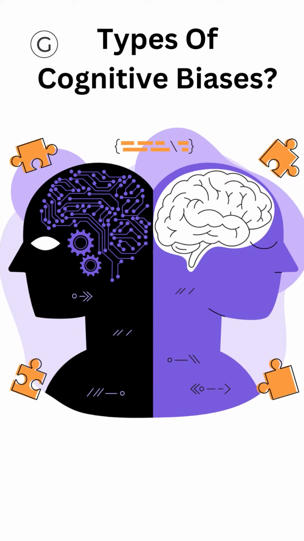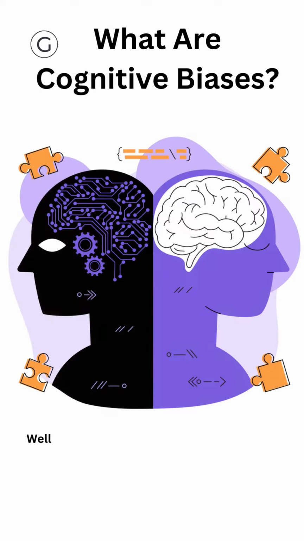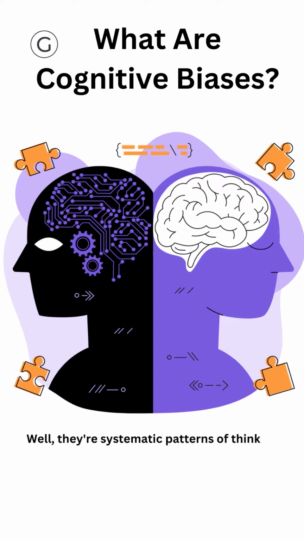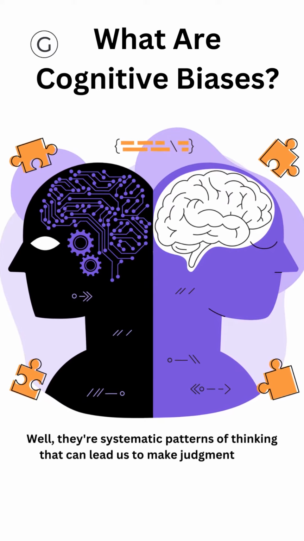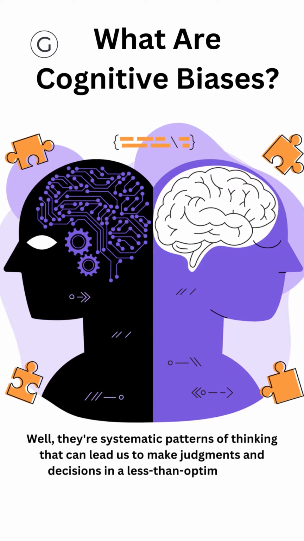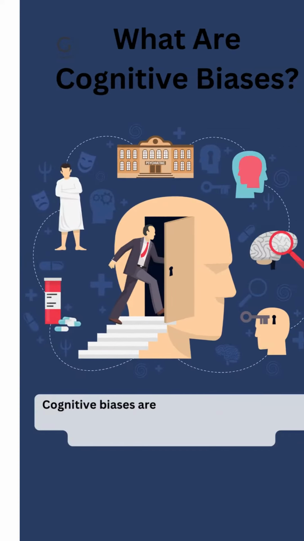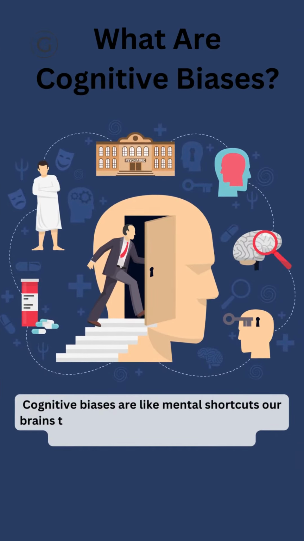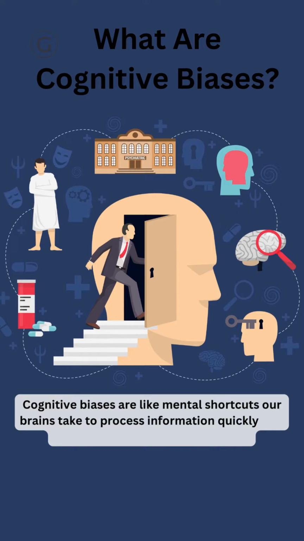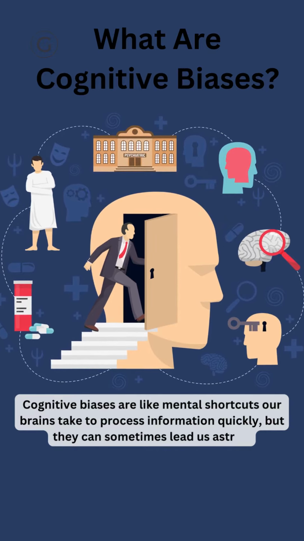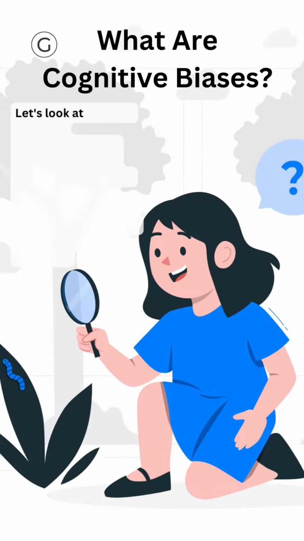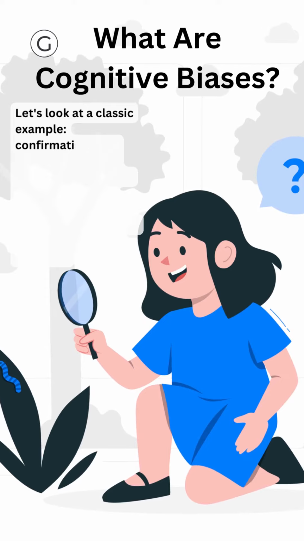So, what exactly are cognitive biases? Well, they are systematic patterns of thinking that can lead us to make judgments and decisions in a less than optimal way. Cognitive biases are like mental shortcuts our brains take to process information quickly, but they can sometimes lead us astray. Let's look at a classic example.